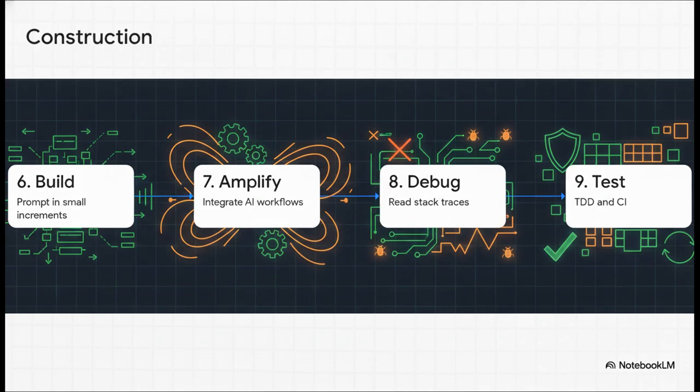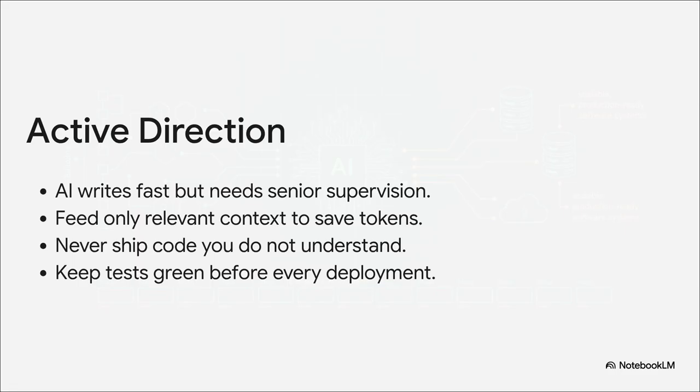Now, you definitely don't need to memorize every single line of code, but you absolutely must have that architectural picture in your head. You have to know when the AI is taking a fragile shortcut. Make sure to feed your AI only the relevant context to keep it focused and save on tokens. And here's a golden rule. Never, ever ship code you don't understand, and keep those tests green before every single deployment.